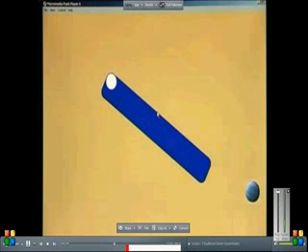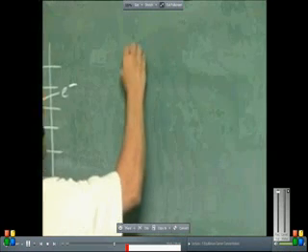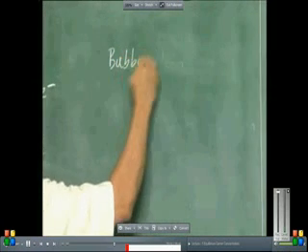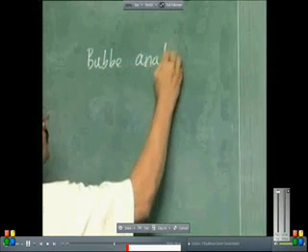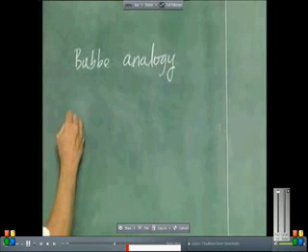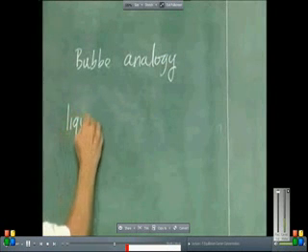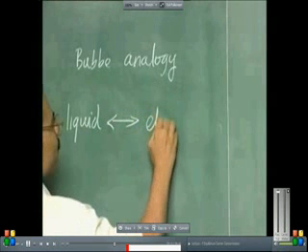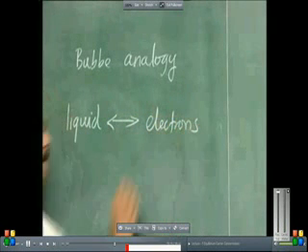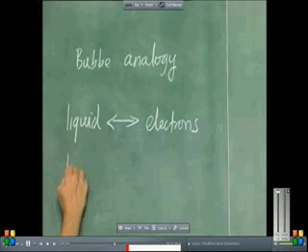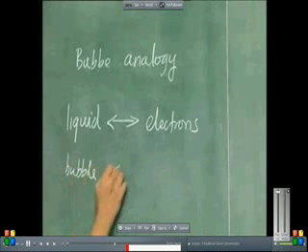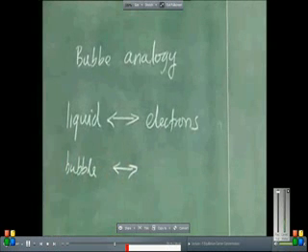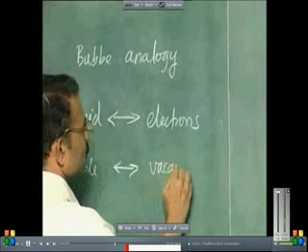In this analogy, that is the bubble analogy, the liquid is analogous to electrons. And the bubble is analogous to vacancies or holes.